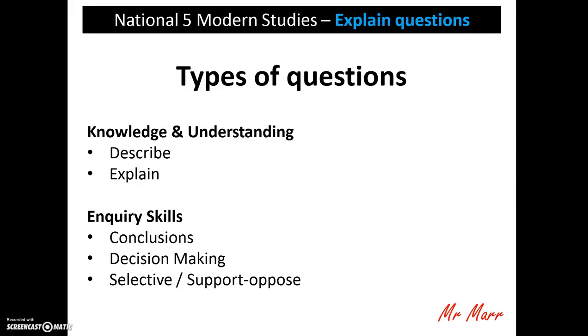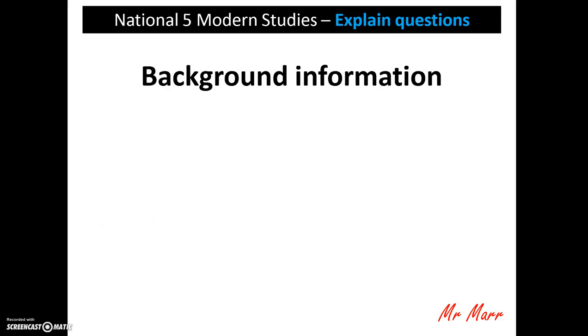There are various types of exam question which you will find when you sit National 5 Modern Studies. Some of these are knowledge and understanding, which relates to the amount of knowledge that you've learned during the course, and some of these are based on inquiry skills, which is about how you can interpret information from sources. Today's lesson is discussing explain questions which are derived from knowledge and understanding skills.